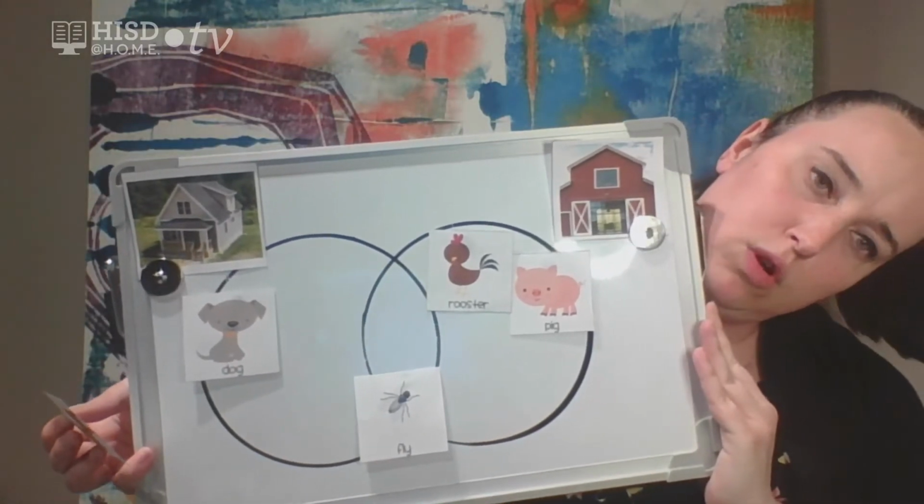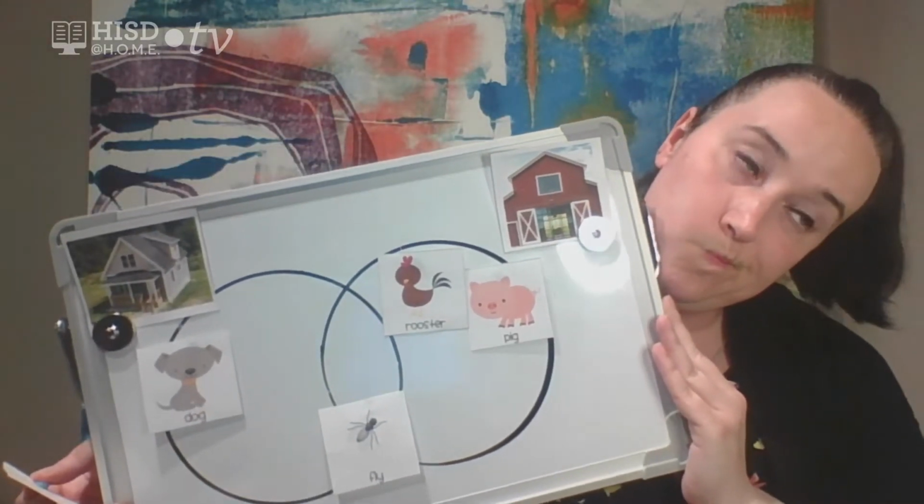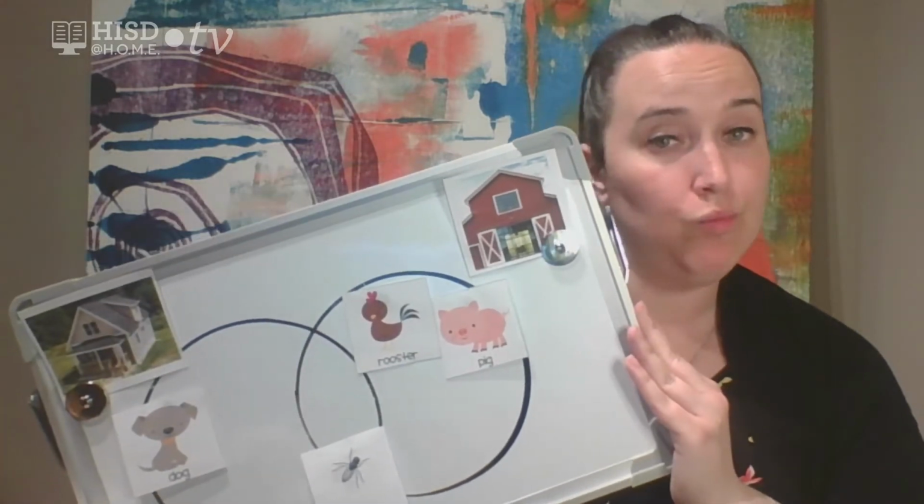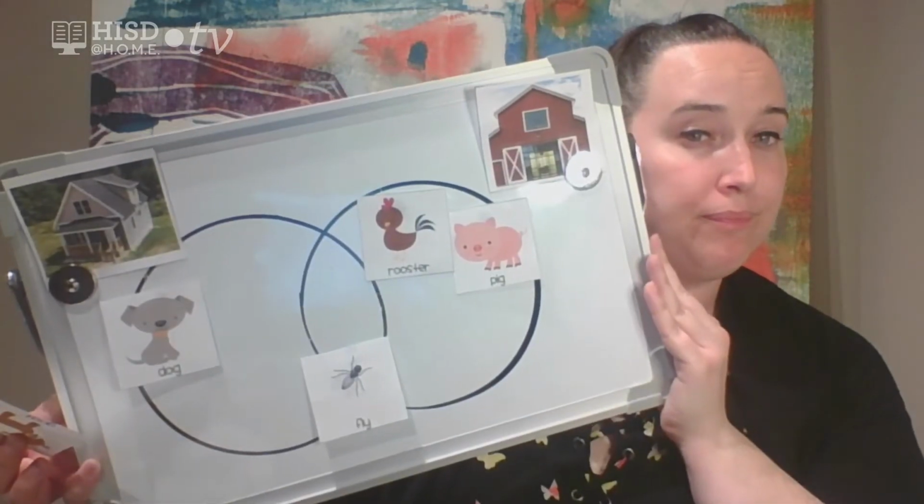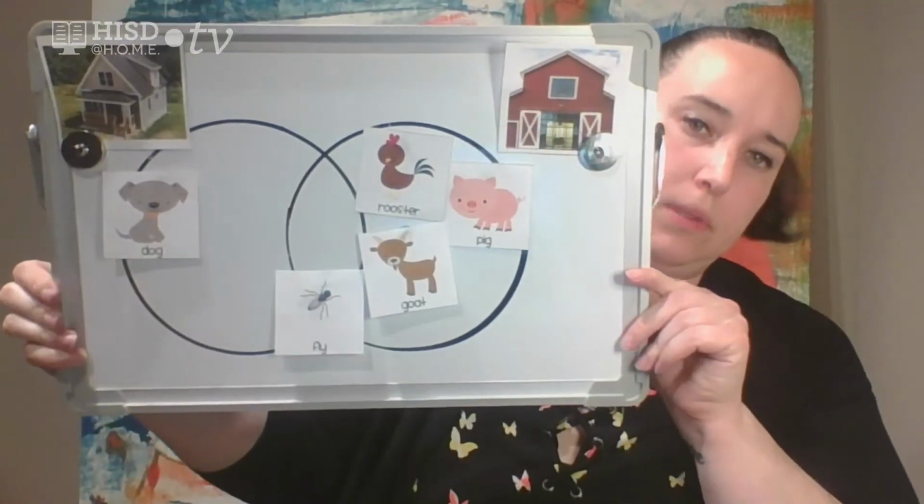How about a goat? Where would we put the goat? The goat. Going to be a farm animal or a home animal? What do you think? I think so too. I think the goat is probably going to be at the farm. Right. That's a good spot to put him. I agree. I like that one. Okay. How about the cat? Where do you think we're going to put the cat?